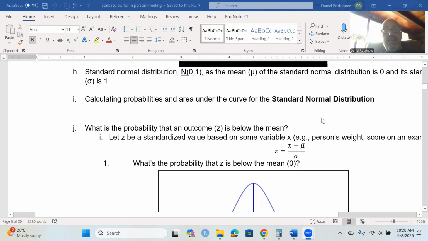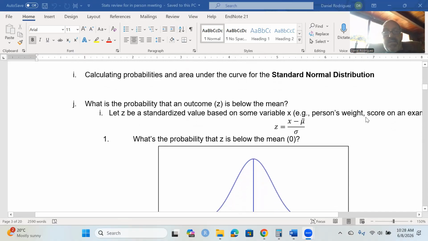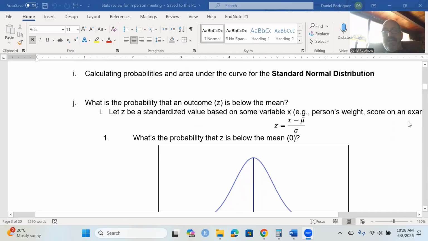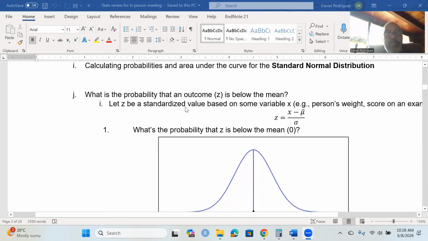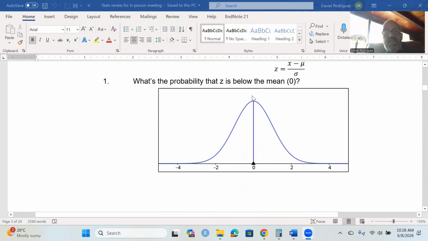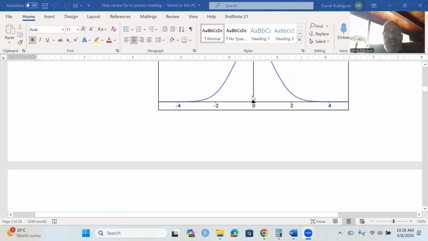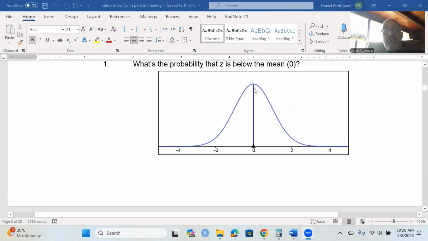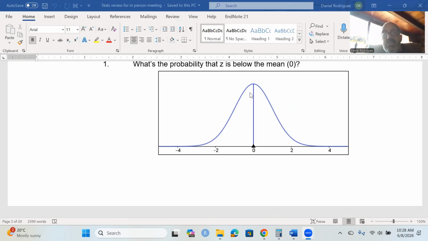So let's look at calculating probabilities and the area under the curve for the standard normal distribution. What is the probability that a value z is below the mean? Well, that's not a hard one to solve, because the area under the curve represents probability. You can see that at 0, this is the highest point of this curve, so this is where we maximize the probability. It's the mean level in this standard normal distribution. The probability of being below the mean is 0.5, 50%, because this is symmetrical, right?